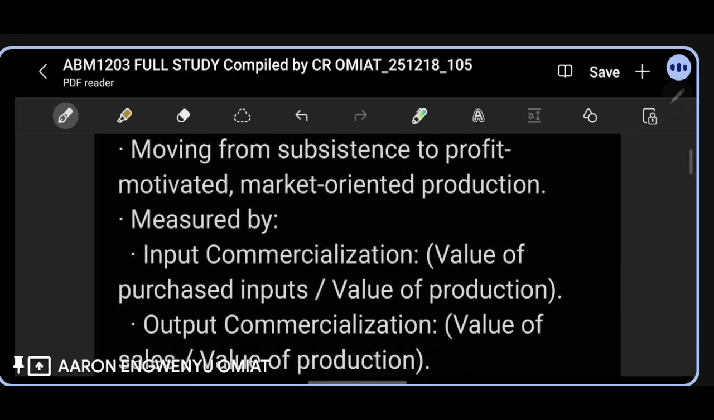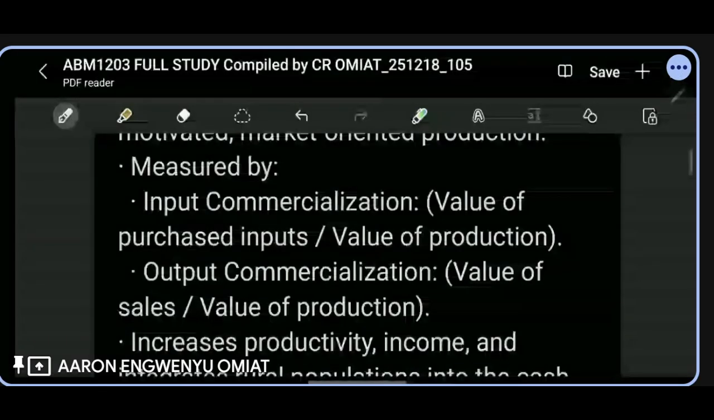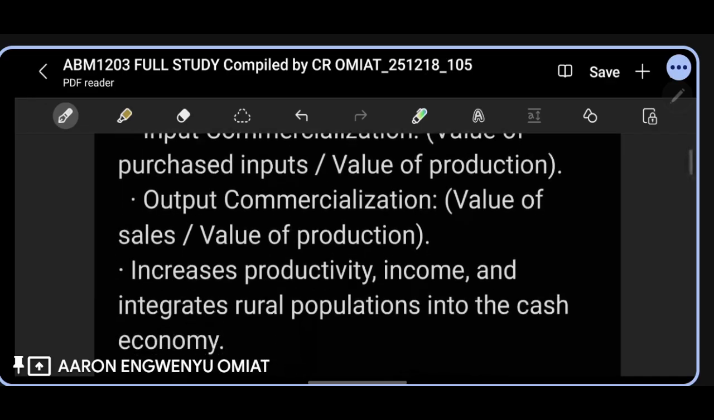So if we go ahead, we look at input commercialization. This is the value of purchased inputs over the value of production. Then output commercialization is the value of sales over the value of production. And remember, we talked of the ratio of input to output, whereby the higher the output over the input, the greater the level of commercialization.